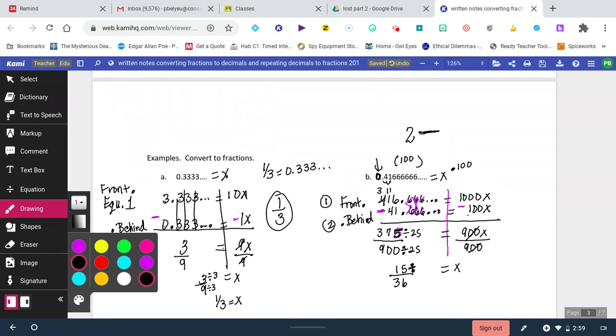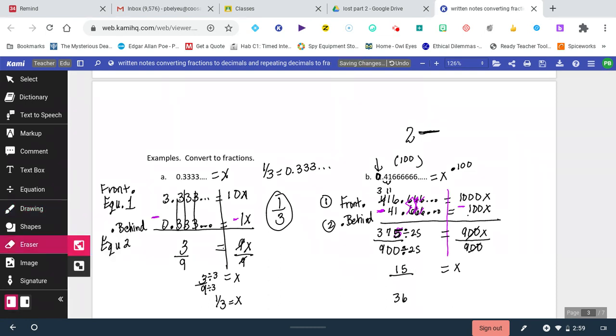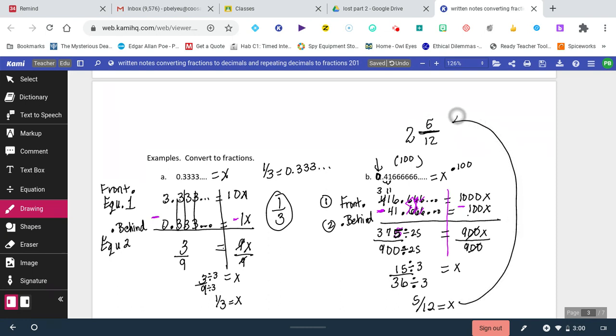Okay, I got to get rid of that because that looks like a plus sign. I don't know why it's doing it. Divide each by 3. That's 5 over 12. So I don't want you to put 5 twelfths. It's actually 2 and 5 twelfths. Because remember, we took that 2 and made it a whole number, okay?